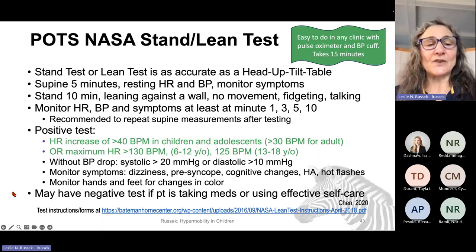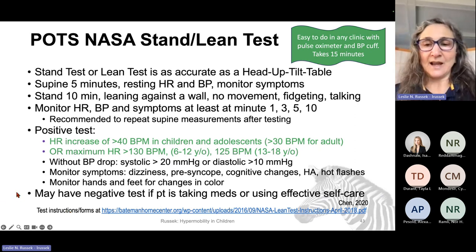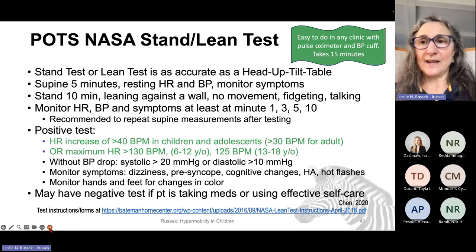And the recommendation is, if you're going to send them for a tilt table test, withdraw all their treatment for 24 to 48 hours beforehand. So stop their medicines, tell them to not drink lots of water, tell them to not use their electrolytes, and they'll feel really lousy for a day and a half.